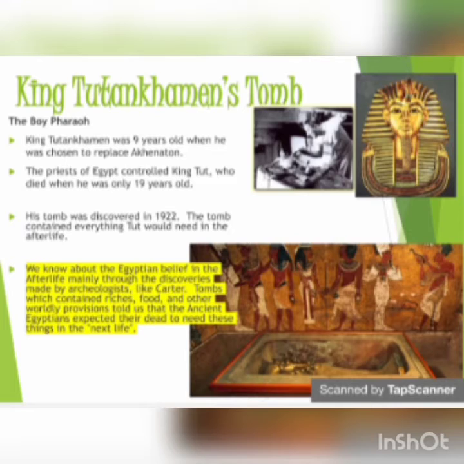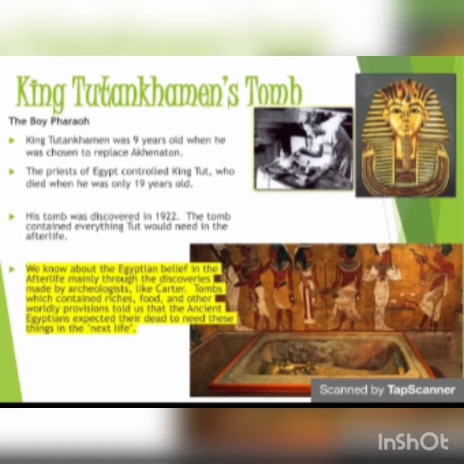And he was actually a small boy pharaoh. He died at a very early age. King Tutankhamun was 9 years old when he was chosen to replace Akhenaten. So Akhenaten was replaced by King Tutankhamun when he was 9 years old. The priests of Egypt controlled King Tutankhamun, who died when he was only 19 years old. As you all know, a 9-year-old child cannot rule the country. Okay, he doesn't know the rules and regulations of the country.